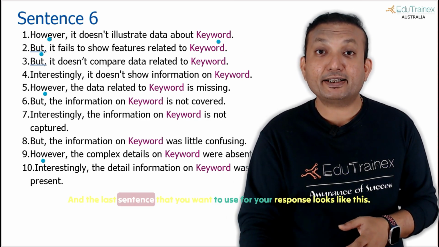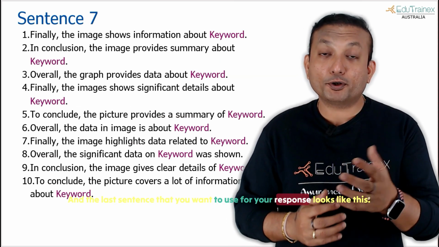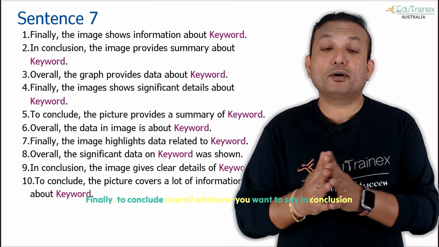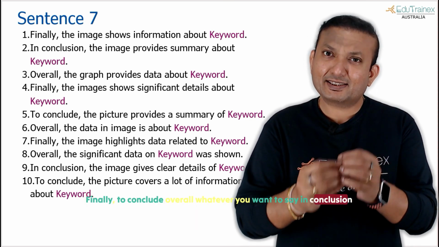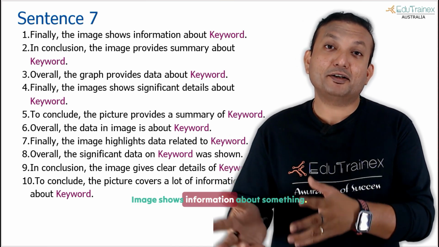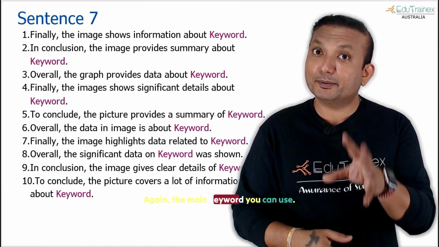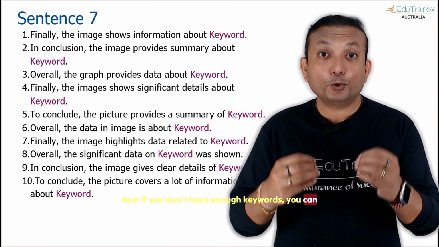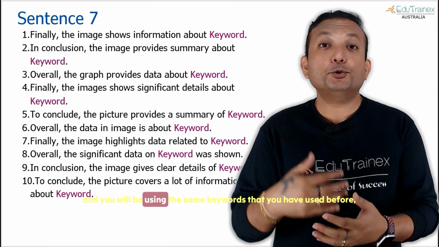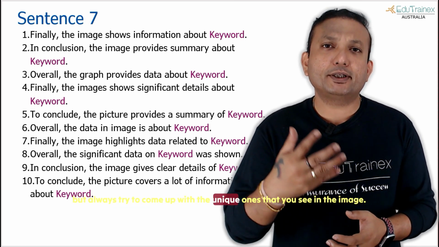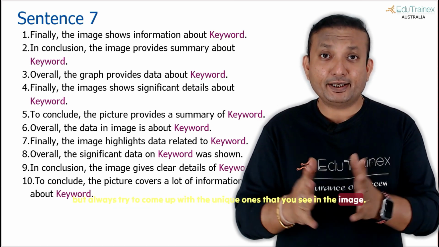Okay, and the last sentence that you want to use for your response looks like this. Finally, to conclude, overall, whatever you want to say in conclusion, and then conclude. The image shows information about something. Again, the main keyword you can use. Now, if you don't have enough keywords, you will be using the same keywords that you have used before, but always try to come up with the unique ones that you see in the image.